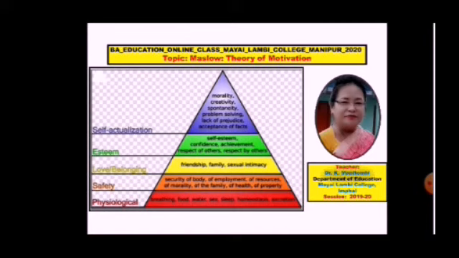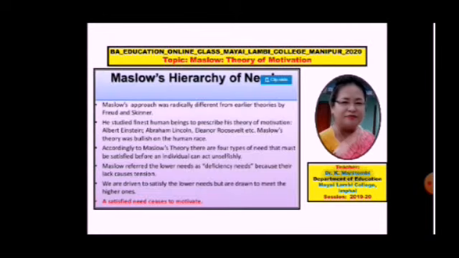Maslow's motivation theory is a content theory, and there is also the process theory. The content theory is divided into four headings, and the process theory also has four sub-theories. Here, can you see?